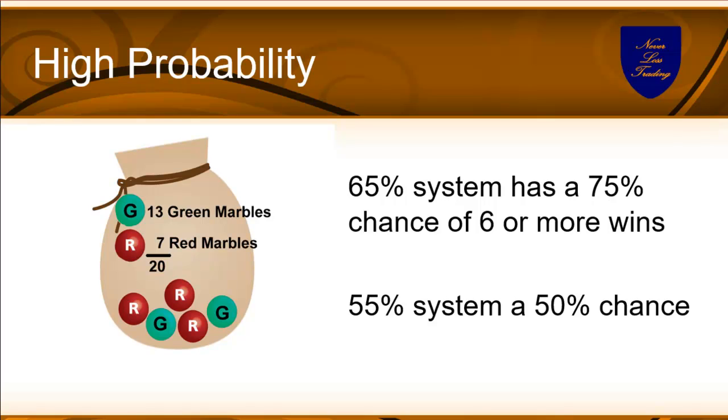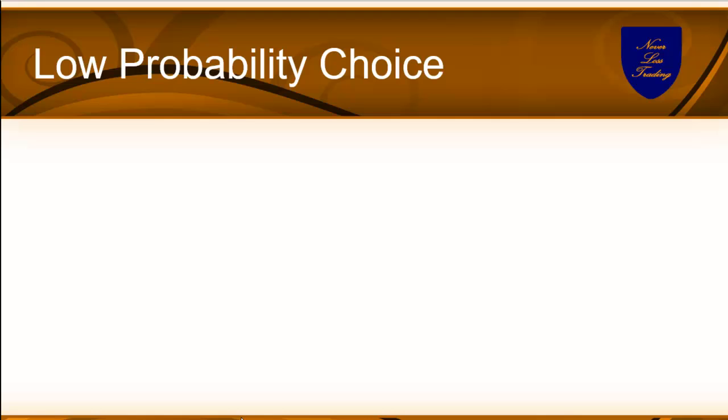Unfortunately, most retail traders operate with a low probability system at 55% or below, and with that your chance is going to be minimal to come out positive. The question is, why do many retail traders operate with a low probability system? And I give you multiple answers.